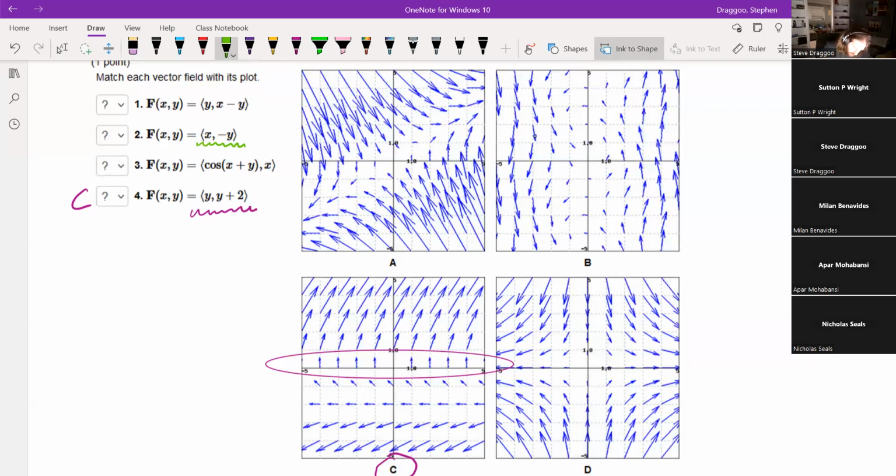So I am seeing all of these vectors here that point out, and these vectors here that point in, which means I think that D is a good option for number 2. And the vector fields, or the vectors around the axes, all kind of just morph from one into the other. After that, the trig function kind of makes me not want to solve that one.